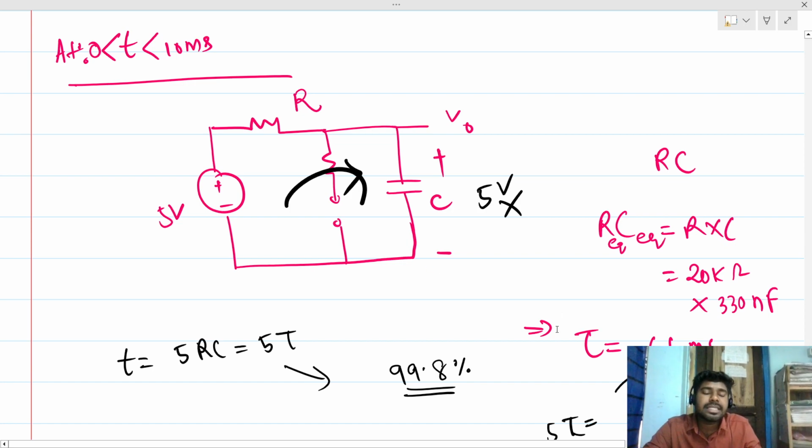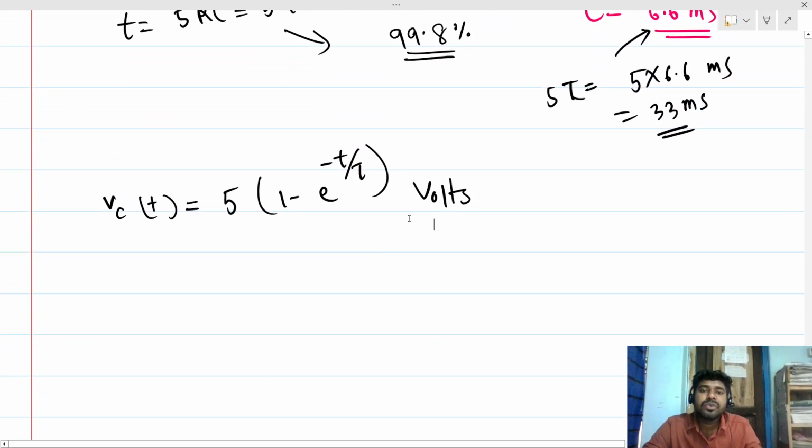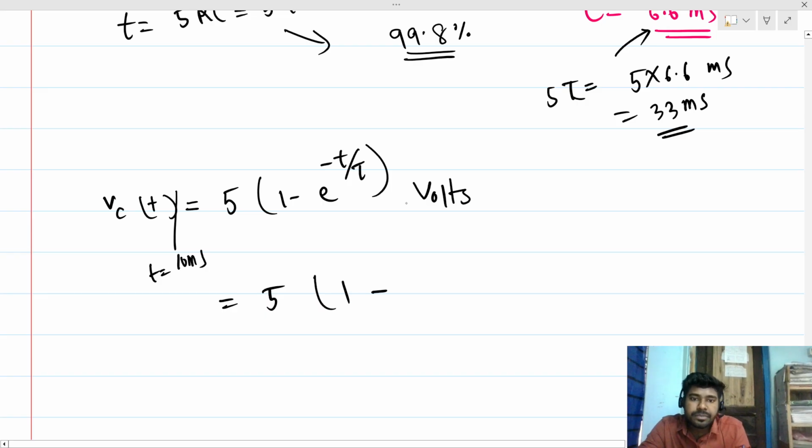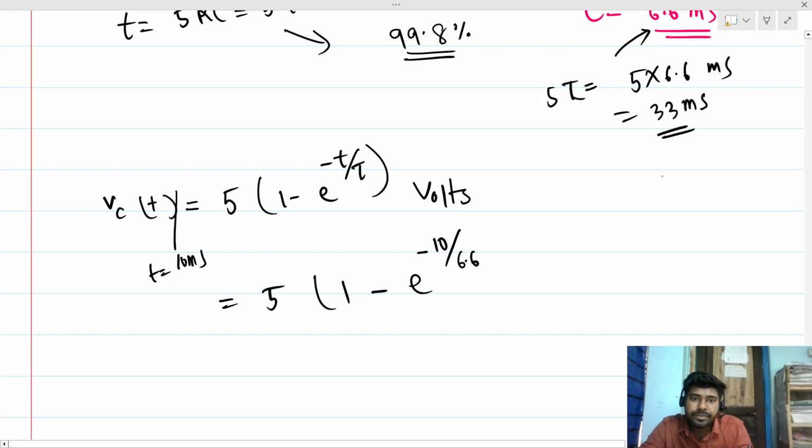Okay, but here we can see that the switch is off up to 10 millisecond. So 10 milliseconds, and 5 RC is 33 milliseconds, so it cannot be fully charged. It will charge up to 10 millisecond, and how much it will charge we need to find according to this formula. So this is at t equals 10 millisecond, so this will be 5 times (1 minus e power minus 10 by tau), which is 3.3, right? Yes, sorry, 6.6 volts.